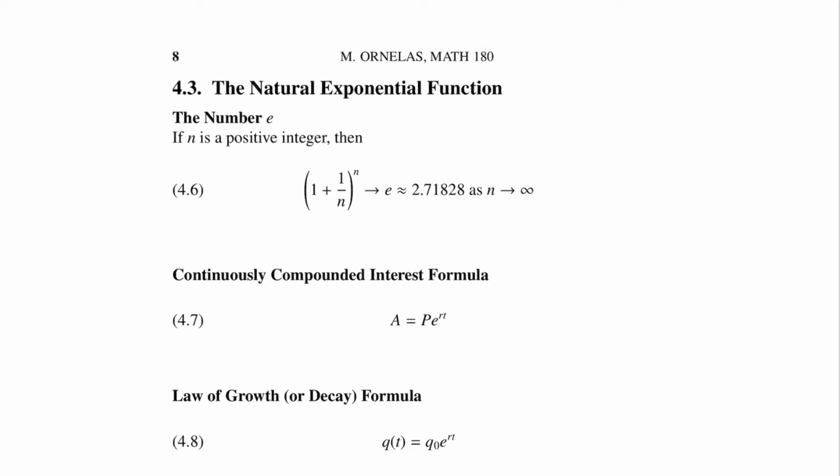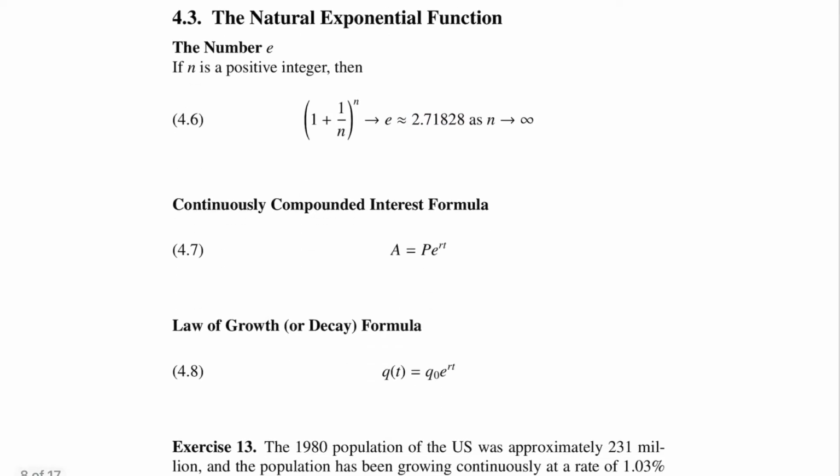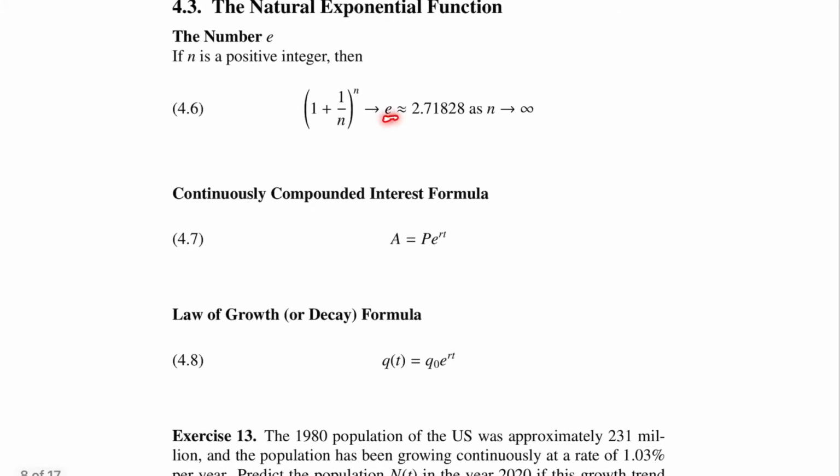So the number e is an irrational number similar to pi, and this is how people discovered it. They were playing around with this expression, and they asked, what happens as n gets larger and larger? You can experiment and plug in 100, 1,000, 10,000, 100,000, and so on, and you'll see that this expression approaches this number. So that's what e is. It's approximately 2.71828.